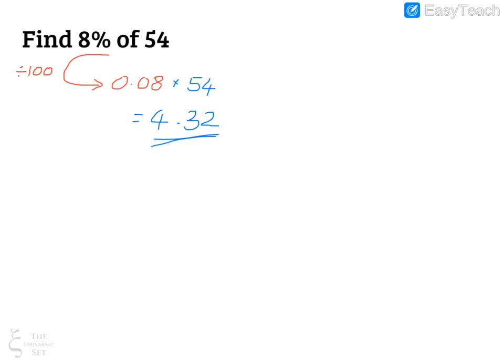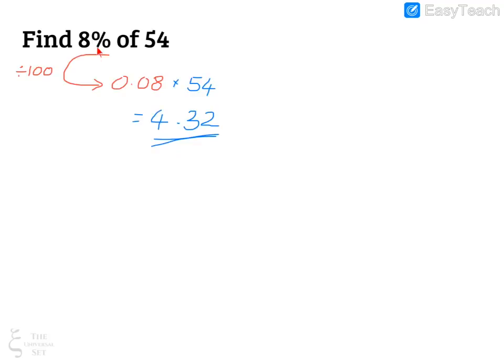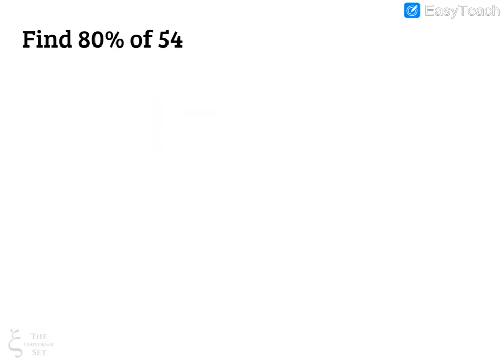A few more examples then. Now this time is 80% of 54. So if we just compare that to the last one, this one asked us to find 8% of 54. So I did 0.08 times 54. This one is 80% of 54. So look very carefully about what's different with this one.